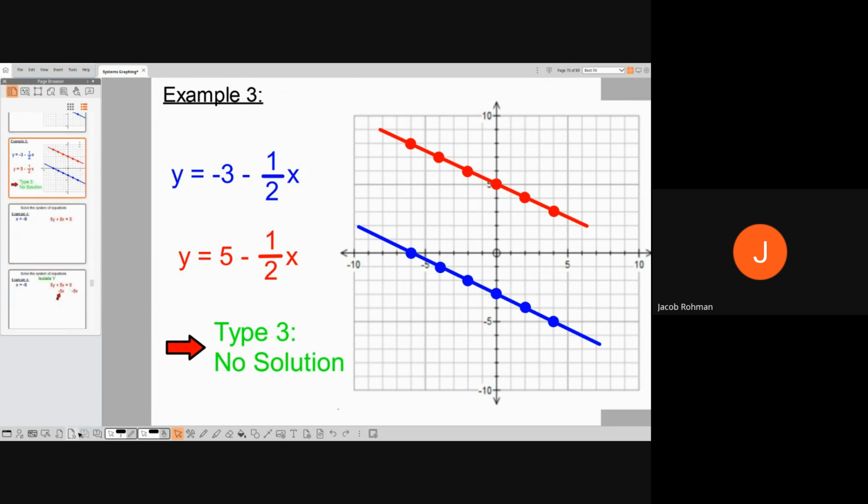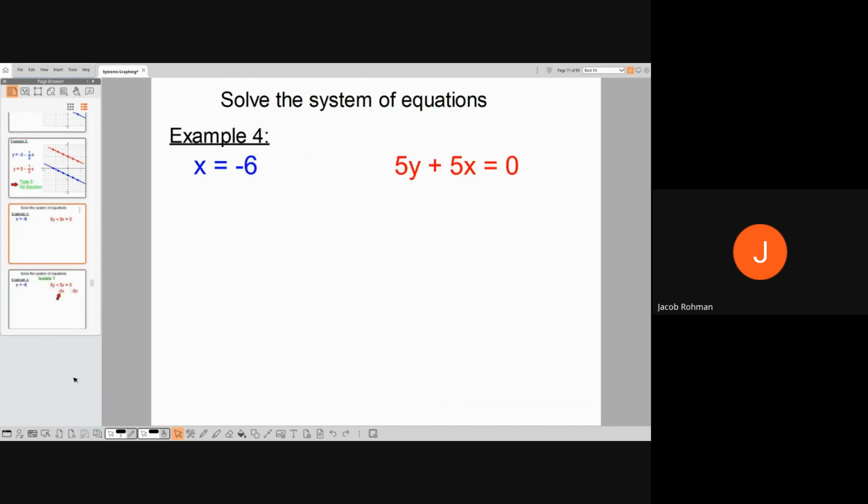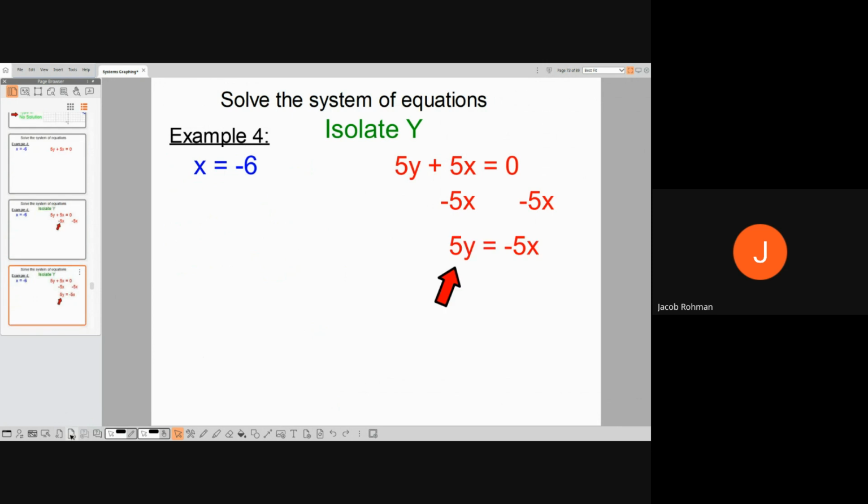And let's go ahead and look at a fourth example. So in example 4, we have one equation here in blue that's going to be a vertical line. We'll see that in just a moment. And we have this red equation where we need to isolate the y. So we're going to start that by subtracting 5x from both sides. And then we're going to divide everything by 5 so that y equals -x.